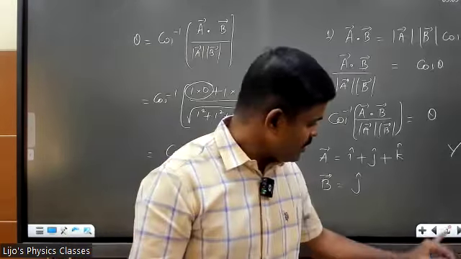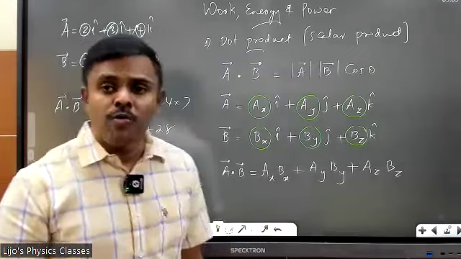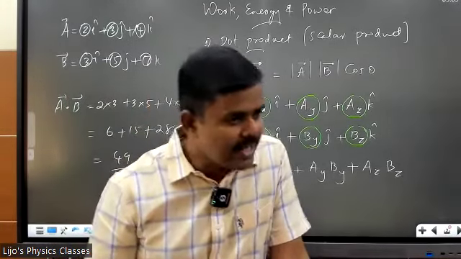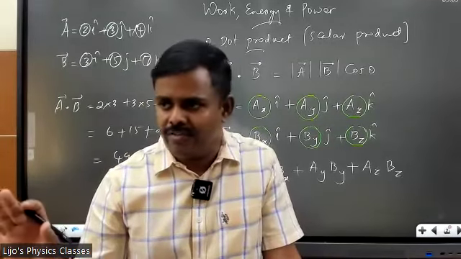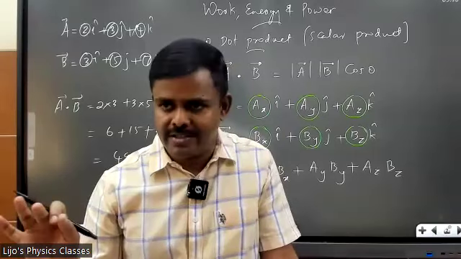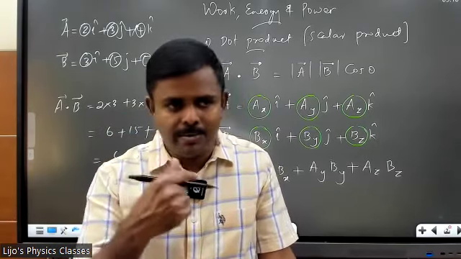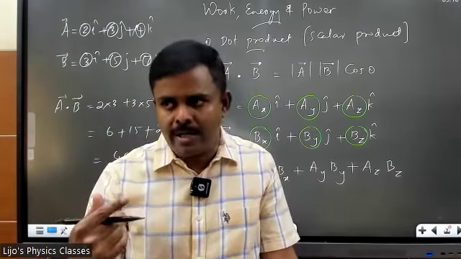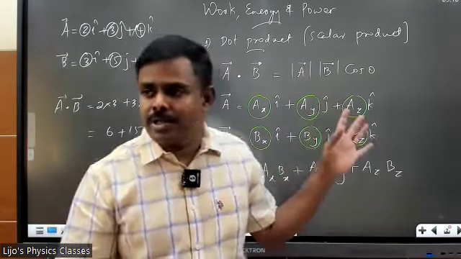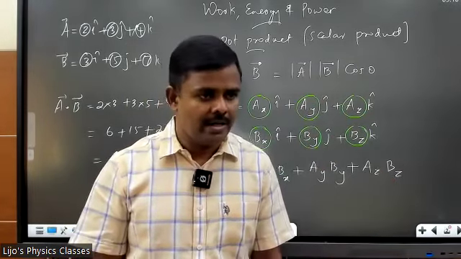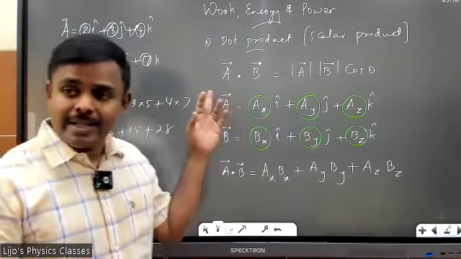I'll tell you one more time. We are looking at vectors here, starting off with the concept of vectors. Vector addition was done. Vector subtraction was done. Vector multiplication. Vector division is not defined. You can't divide vectors. But vector multiplication is there. In fact, there are two ways to multiply. This is scalar multiplication. There is another kind, vector multiplication, which will come in the next chapter, rotational motion. This is the scalar product because the answer is going to be a scalar quantity. The vector product answer will be a vector quantity. That is A cross B.